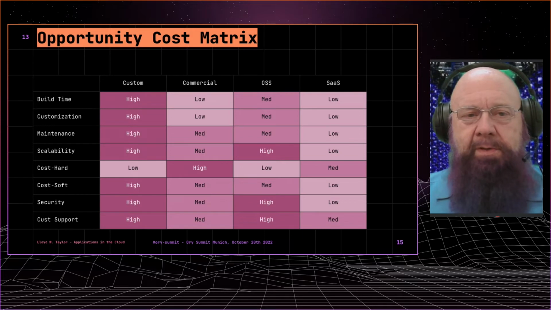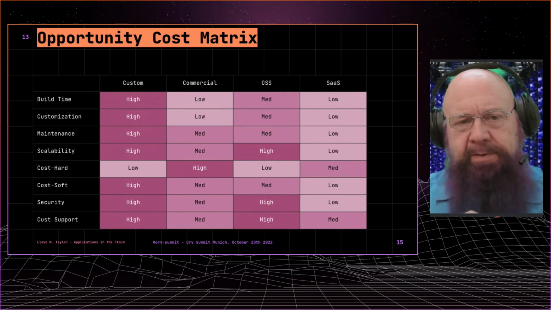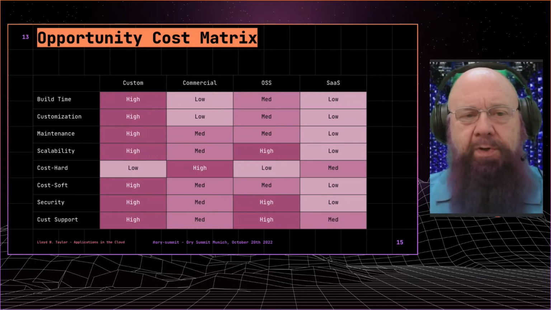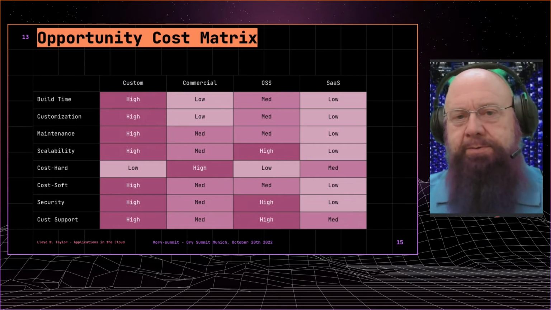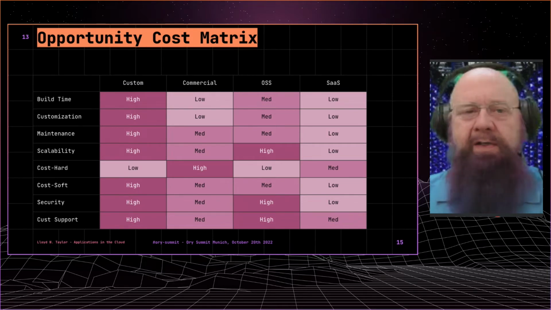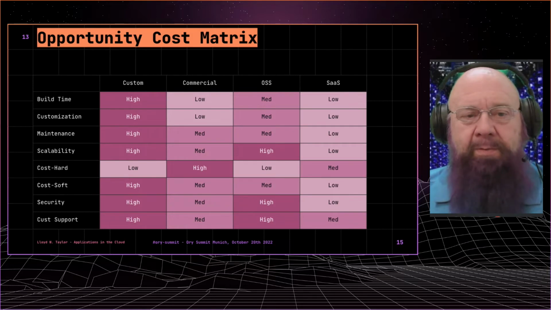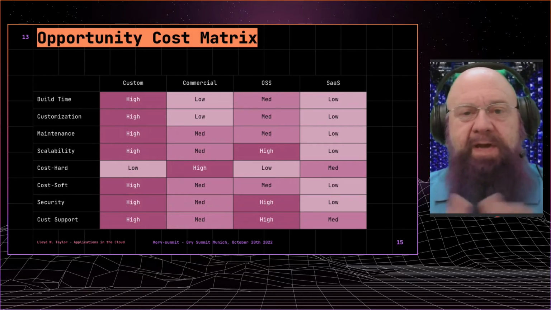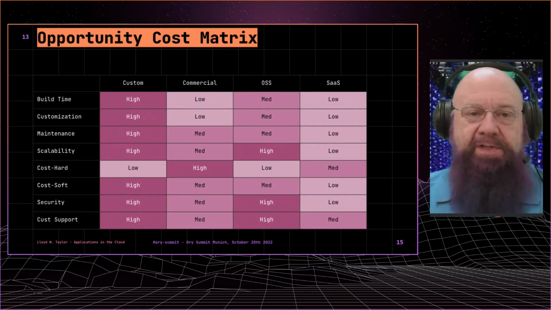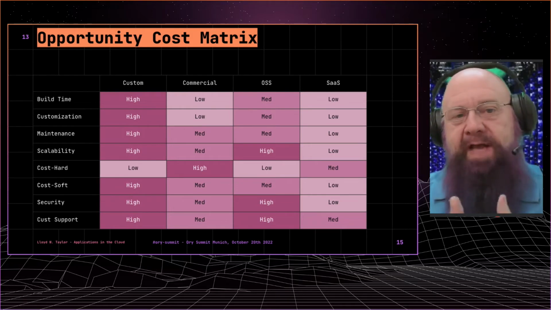And as you think, this is the model. These are the values I generally see in doing this work, but you should go through each of your own decisions and decide, what is the opportunity cost? So build time for custom is very high. It takes time to develop and build that software. If you acquire the software, it's very low because you've paid money for the build. For OSS, you have to integrate it and build it into your system, so it's medium. And SaaS is low because somebody else is handling the build for you.